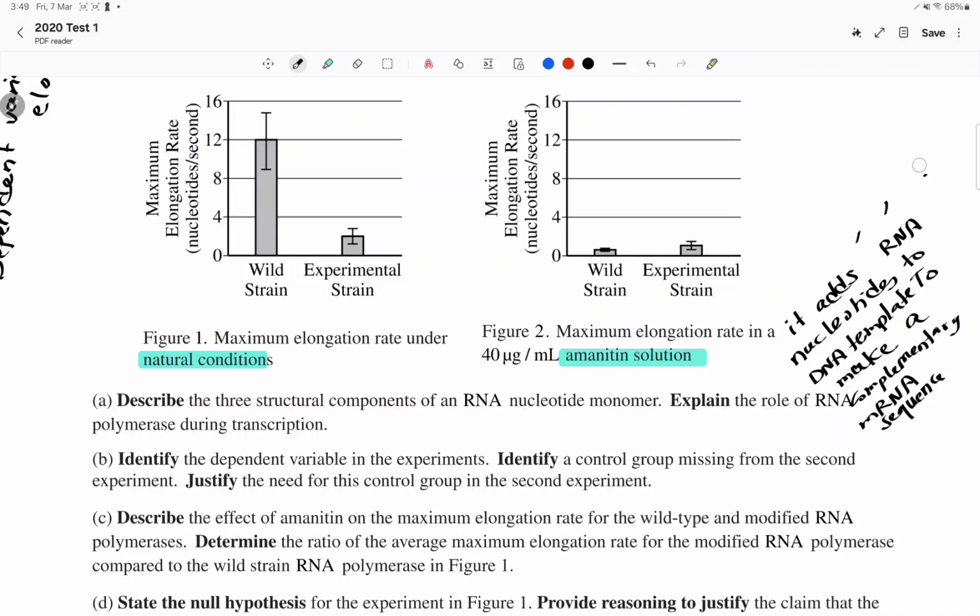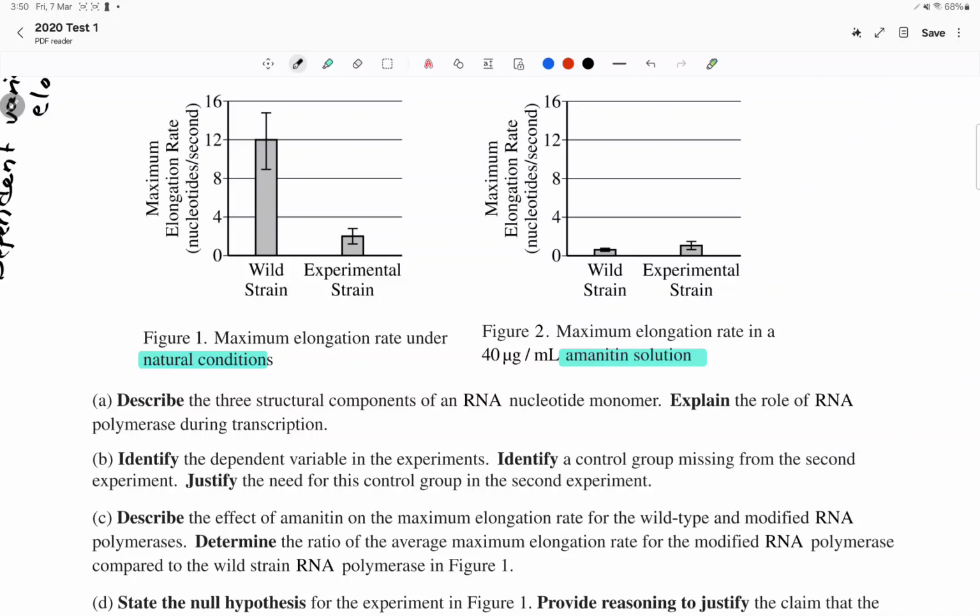Now, let's move on to part B. Part B says, identify the dependent variable in the experiments. Which means you should look where? The y-axis, the maximum elongation rate.